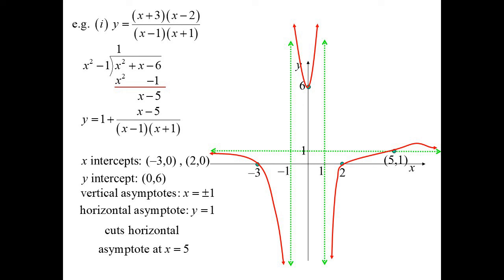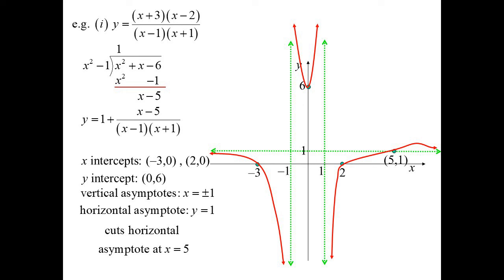Now we have a look at the next section in between these two asymptotes. I've got to go through the point 6, but I don't cut the horizontal asymptote. So I can't go down like an upside down parabola. I must go up. Then we get to the last section. It's got to go through 2.